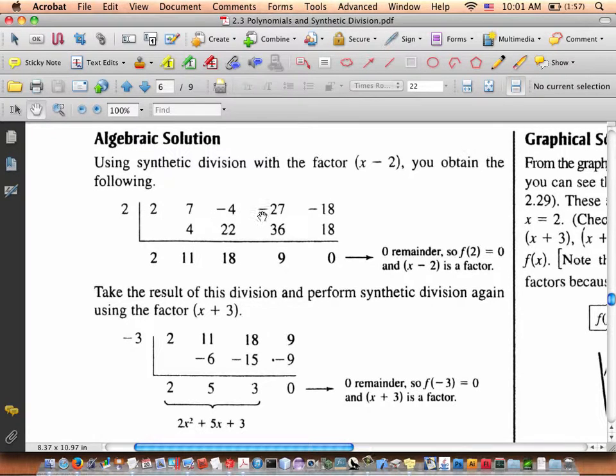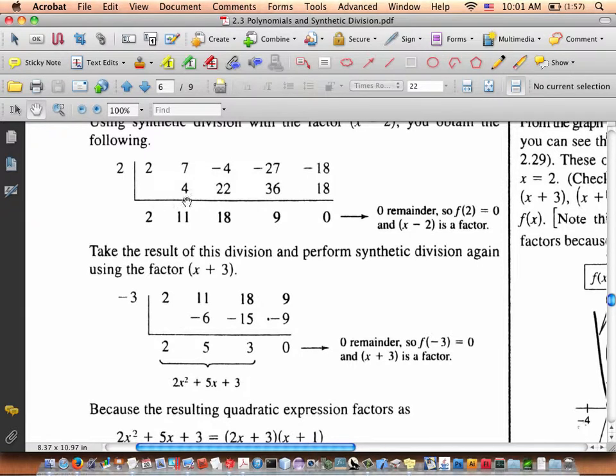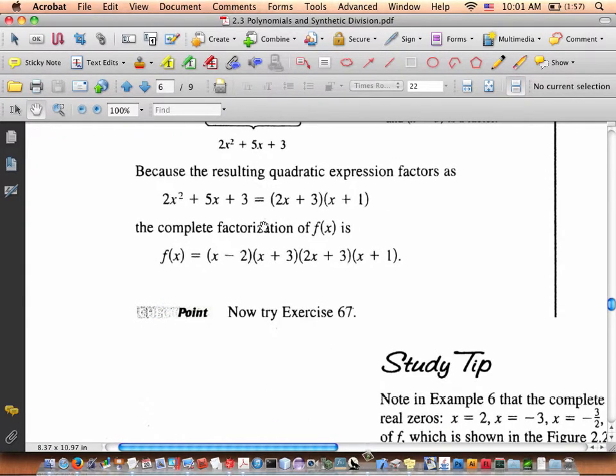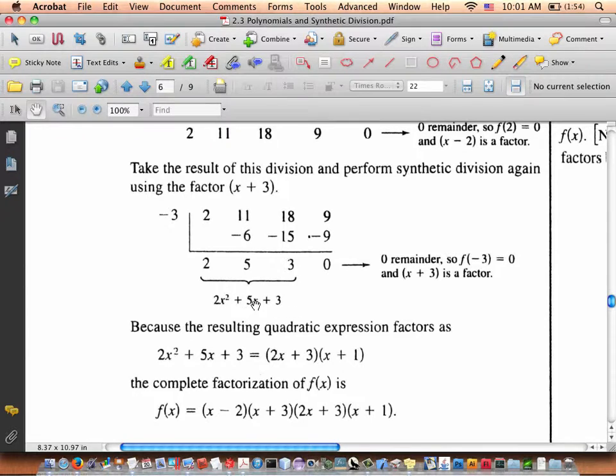The first time we did this, Sydney, we used the coefficients of the polynomial, and we got a remainder of 0, right? The second time we do this, we don't use the same coefficients. We use what we got. So we're going to use what we got right here, Abby, for the next synthetic division. So what you did for the 2x squared plus 5x plus 3 is you pulled out your skill bag from Algebra 2, and we used what we learned in Algebra 2 to factor that out.